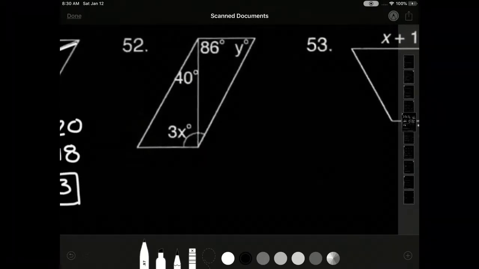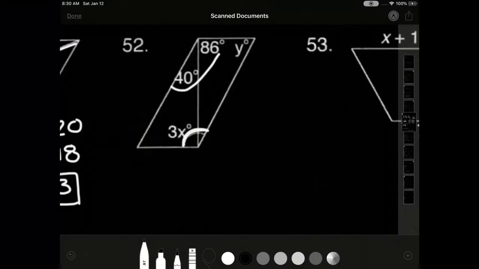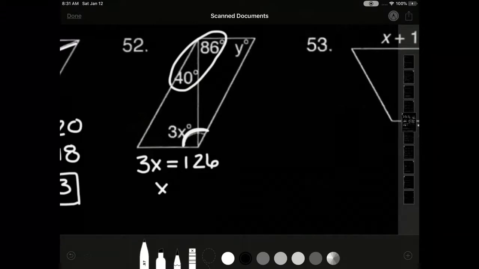For 52, the 3x pertains to this whole thing, which means it's going to be congruent to 40 and 86 combined. So 40 plus 86 is 126, so we get 3x equals 126. When you divide by 3, x equals 42.